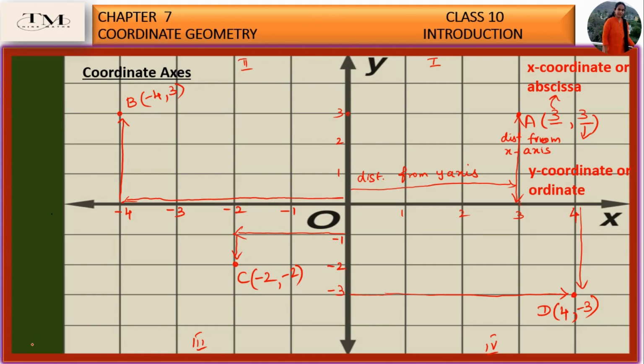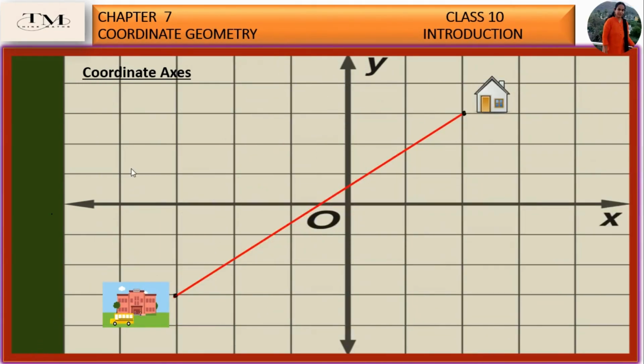Okay, children. Moving on to the next topic. Where do we apply this? Suppose your house is here and the school is here. You want to know the distance between the school and the house. Practically, you can take this as west and east, and this as north and south.